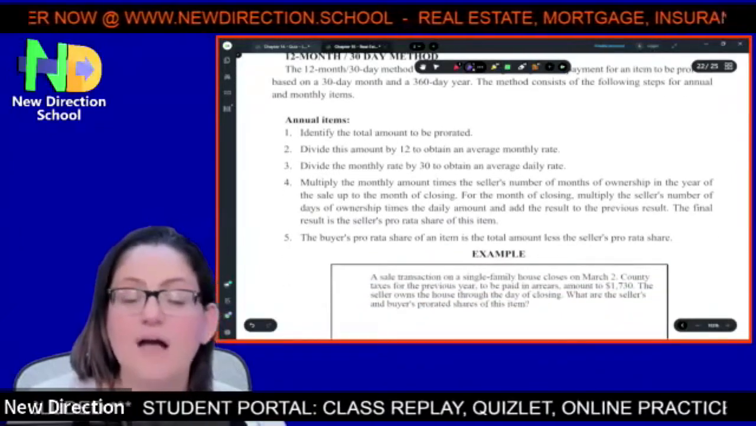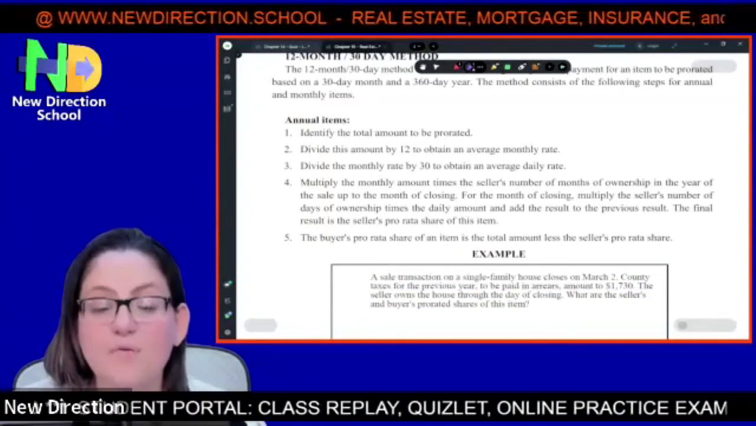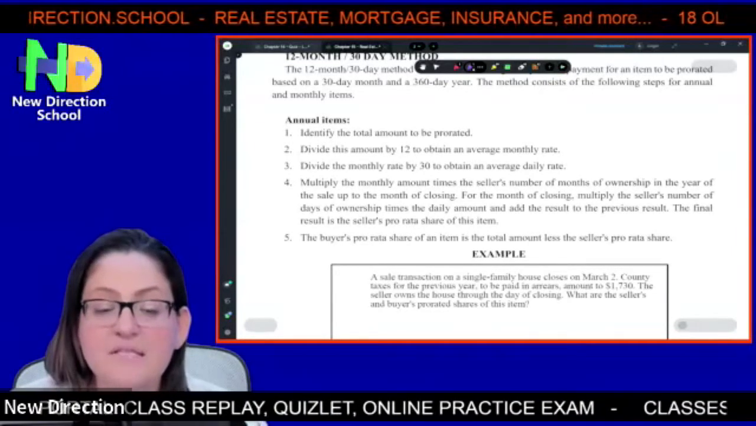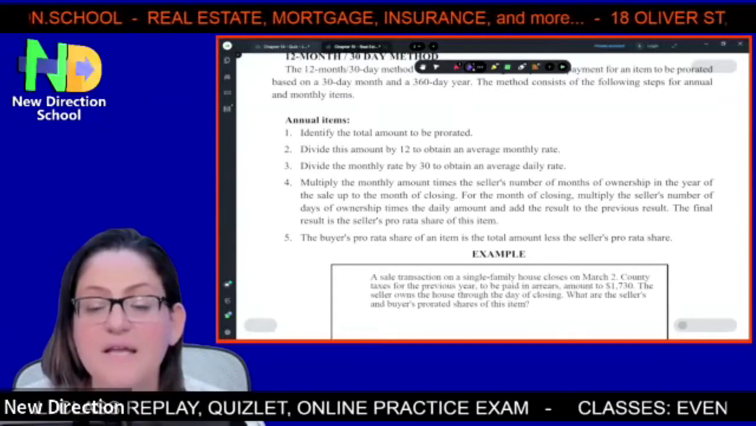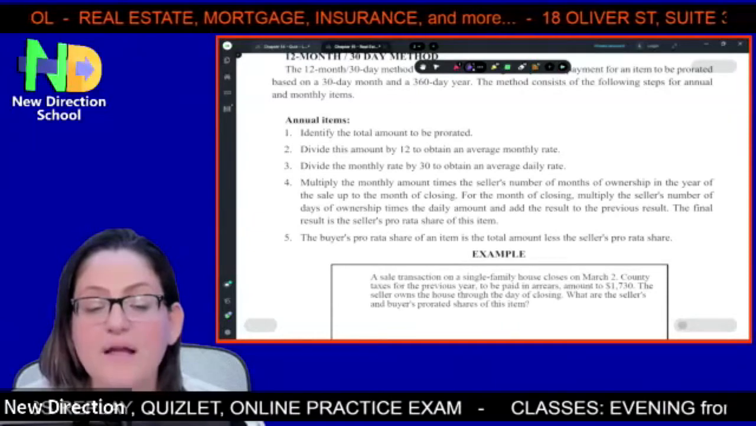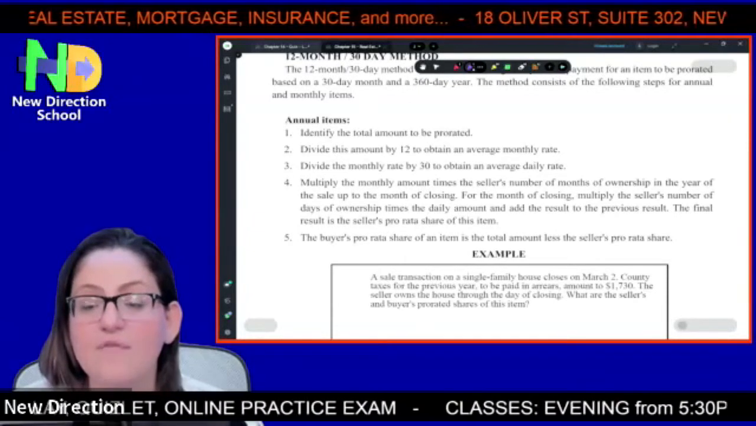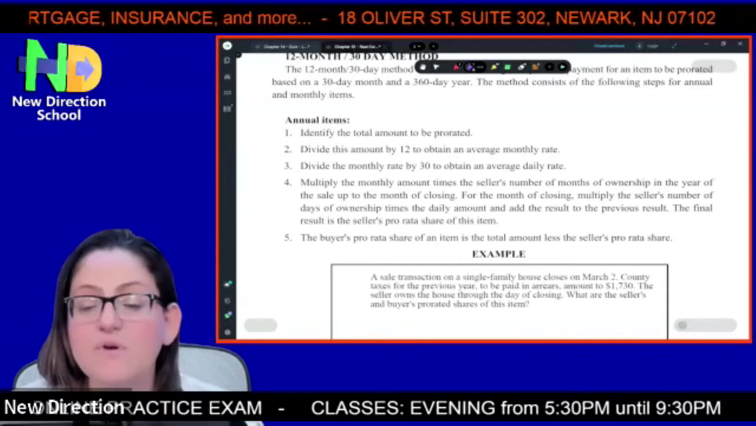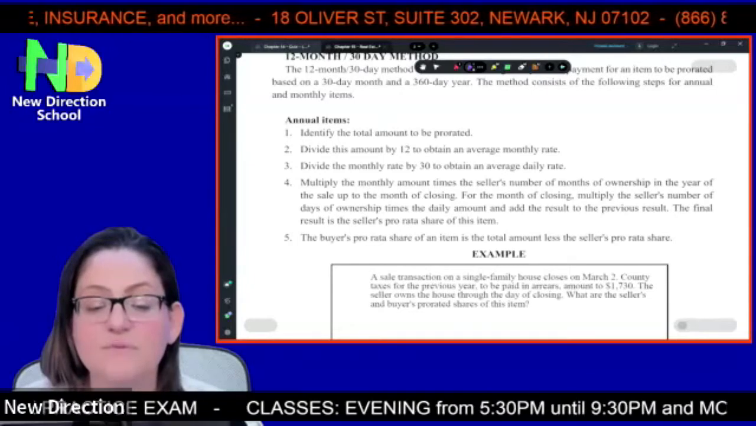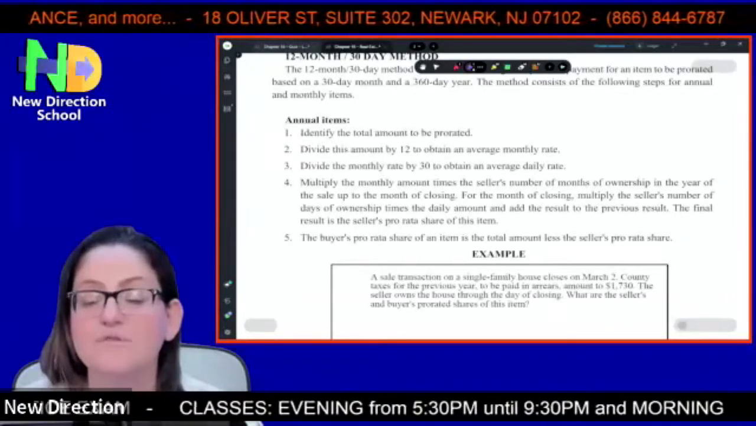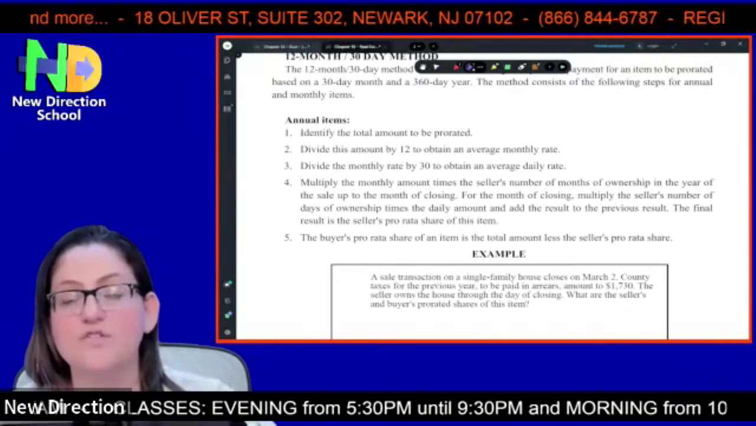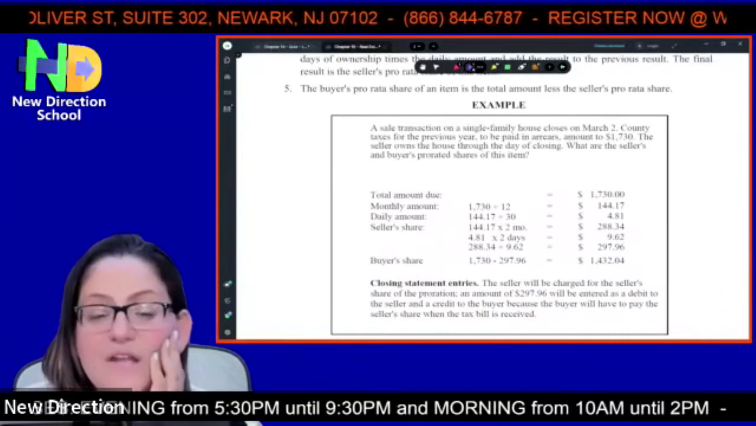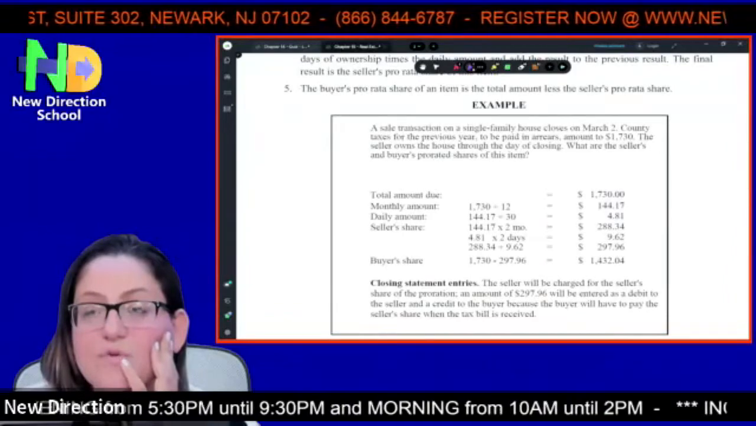So it says here, annual items. One, identify the total amount to be prorated. Two, divide this amount by 12 to obtain an average monthly rate. Three, divide the monthly rate by 30 to obtain an average daily rate. Multiply the monthly amount times the seller's number of months of ownership in the year of the sale before the month of closing. For the month of closing, multiply the seller's number of days of ownership times the daily amount and add the result to the previous result. The final result is the seller's prorated share of this item. So we'll look at the example here. The buyer's prorated share of an item is the total amount less the seller's prorated share.